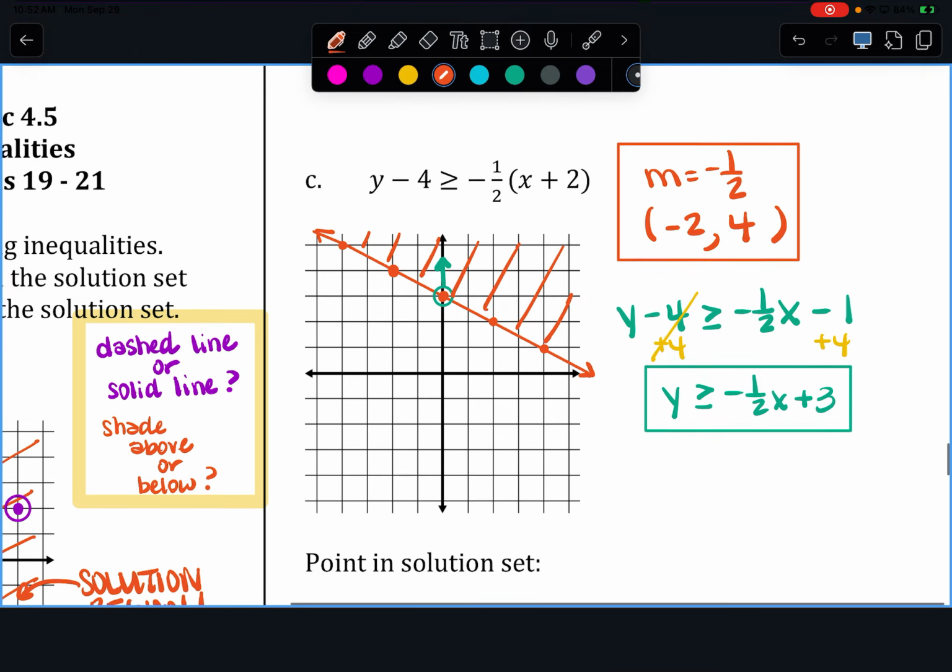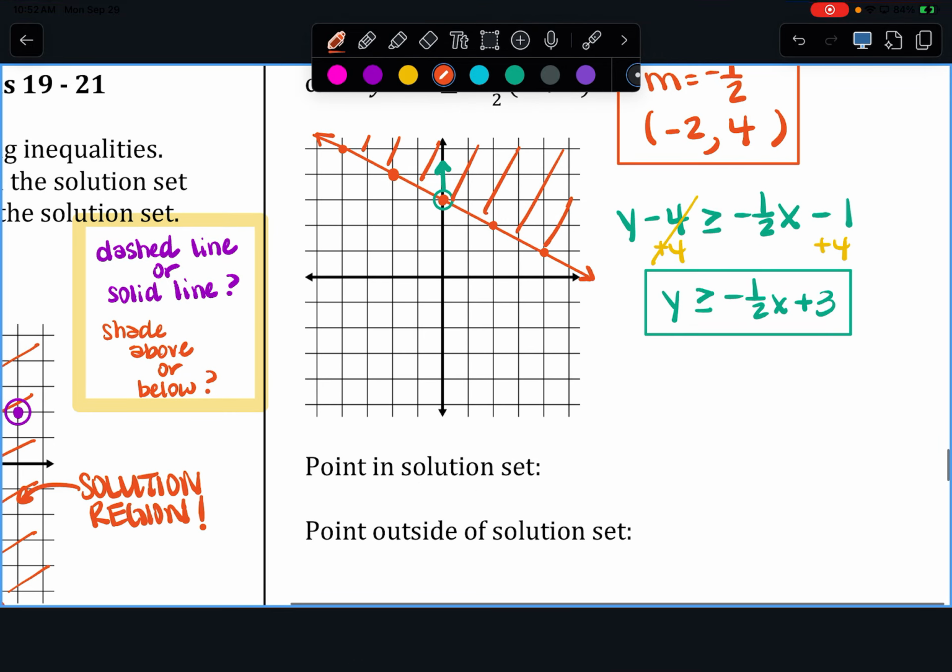Okay. All right, a point in the solution set. I'm going to pick this guy. He's on my line, therefore he is a solution because it's a solid line. So he would be perfectly fine to go grab. So that's (4, 1). And I'm going to pick the origin again. He's not in my solution region, and he's a really quick, easy one to grab. So (0, 0) would not be a solution.